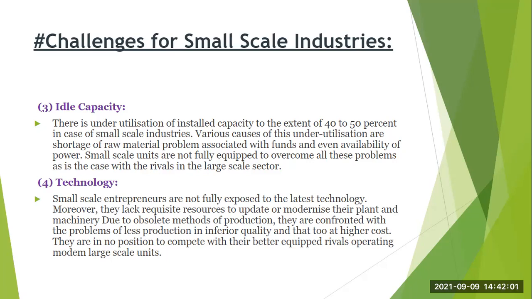So various causes of the underutilization are shortage of raw material, problems associated with funds, and even availability of power. For example, every Wednesday we have a power cut, and that is why every factory is off on Wednesdays in India. Probably in Gujarat, if I'm not wrong, right? Whatever factories we have in Gujarat already have a holiday, not on Sunday. Normally we have holidays on Sunday, but every factory is shut down or has a holiday on Wednesday due to the power cut. And you can also see around that there is a power cut very often on Wednesday.